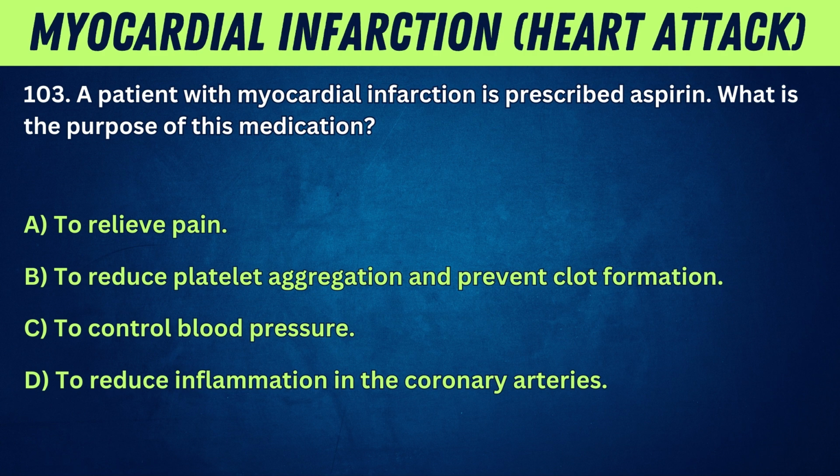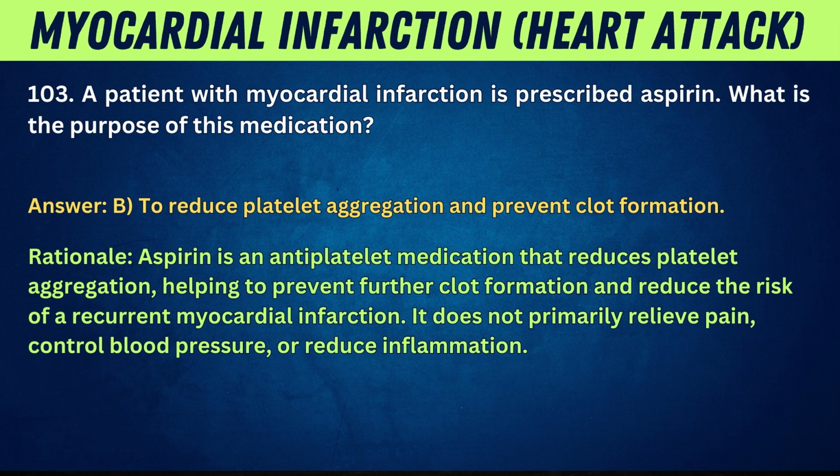103. A patient with myocardial infarction is prescribed aspirin. What is the purpose of this medication? A. To relieve pain. B. To reduce platelet aggregation and prevent clot formation. C. To control blood pressure. D. To reduce inflammation in the coronary arteries. Answer: B. To reduce platelet aggregation and prevent clot formation. Rationale: Aspirin is an antiplatelet medication that reduces platelet aggregation, helping to prevent further clot formation and reduce the risk of a recurrent myocardial infarction.